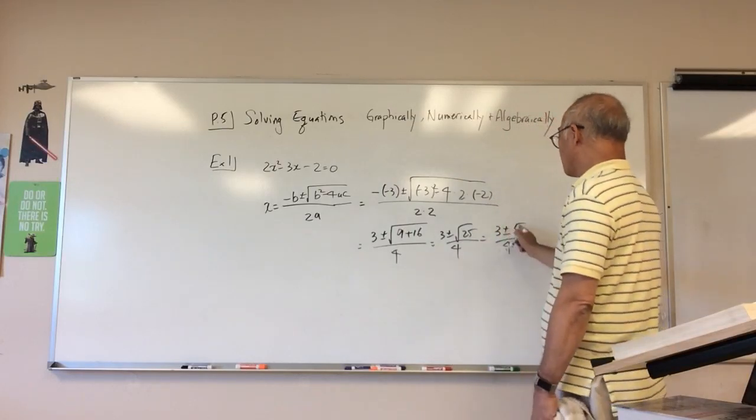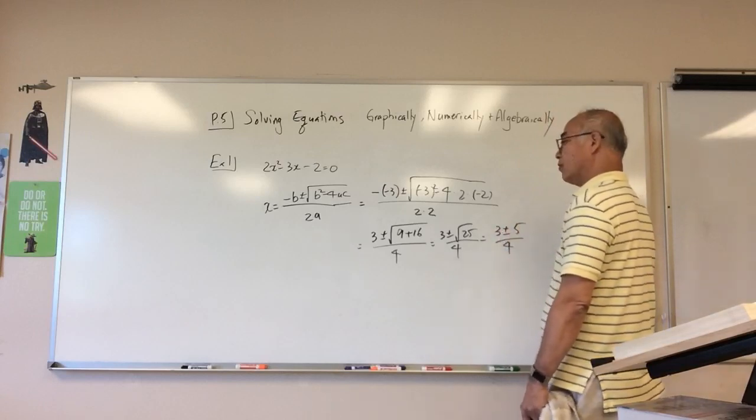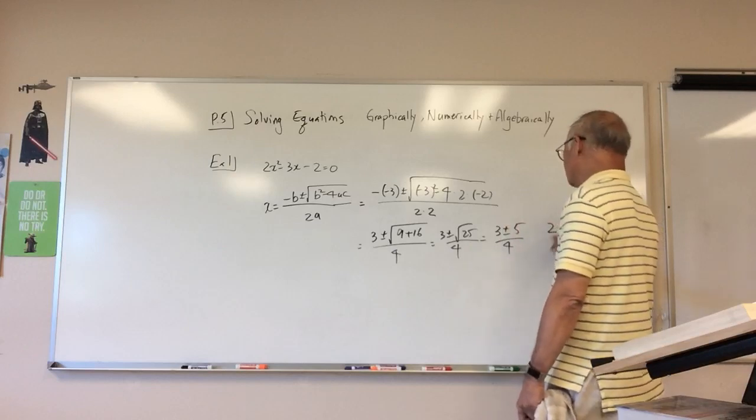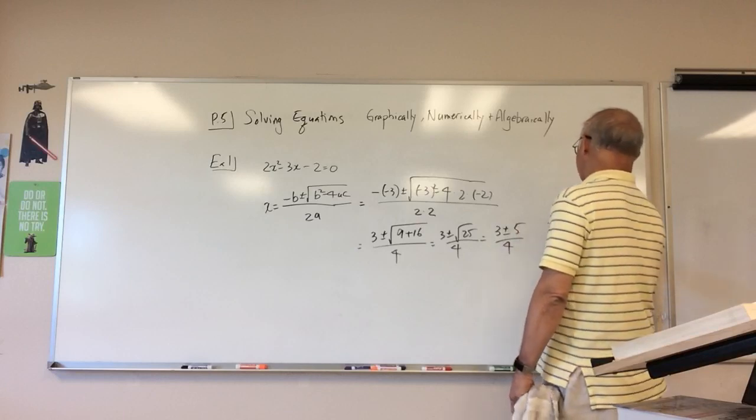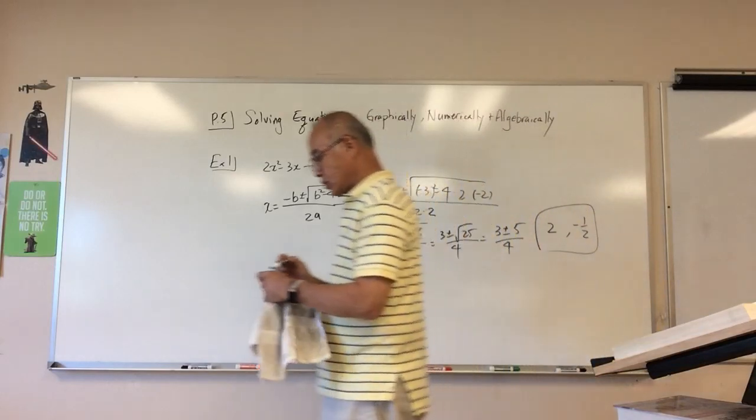So it's either 3 plus 5 divided by 4 or 3 minus 5 divided by 4. 3 plus 5 divided by 4 is equal to 2. 3 minus 5 is minus 2, divided by 4 is minus 1/2. So we get the same answers.